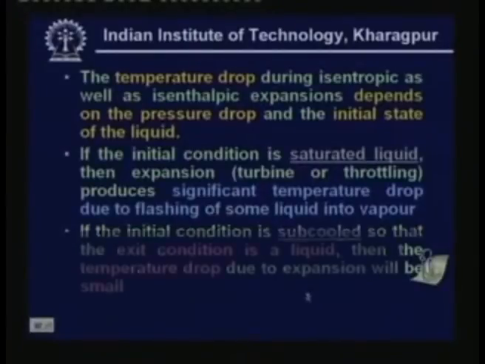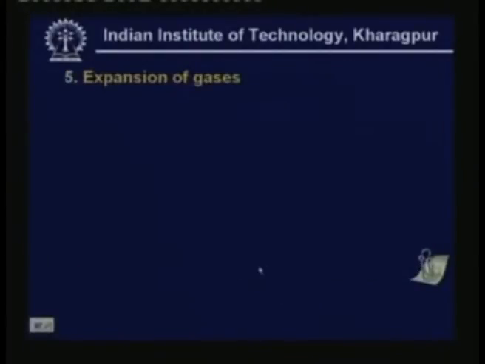So as far as the refrigeration system is concerned, we find that expanding the liquid only in the subcooled or compressed liquid region is not of much use, because we are not really able to produce very low temperatures, or we are not able to produce large temperature drops. Normally in all refrigeration systems, low temperatures are produced by flashing some of the liquid into vapor. So that's how we get low temperatures, right? We will come back to this when we discuss the practical refrigeration systems.